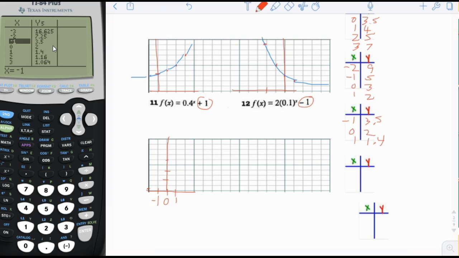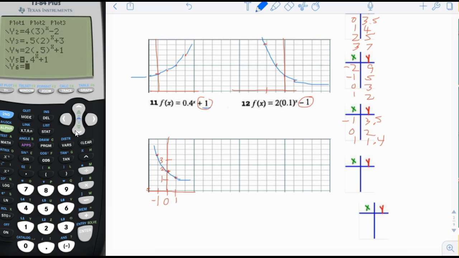So this will be 3 here, this will be 2, this will be 1. So negative 1, 3.5 would be here. 0, comma 2 would be here, and 1, comma 1.4 would be here. And then I'm going to draw a curve through that. And as we were saying, it's going to approach plus 1 as it goes to the right. Okay.